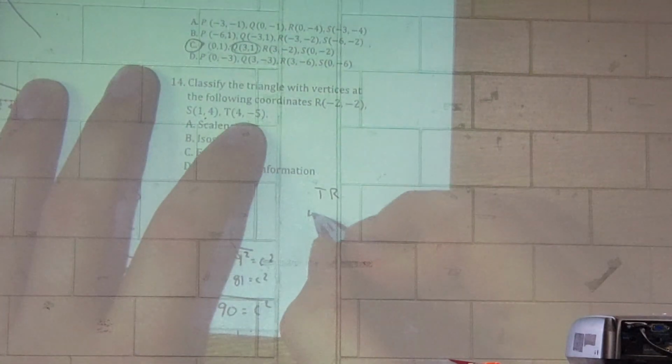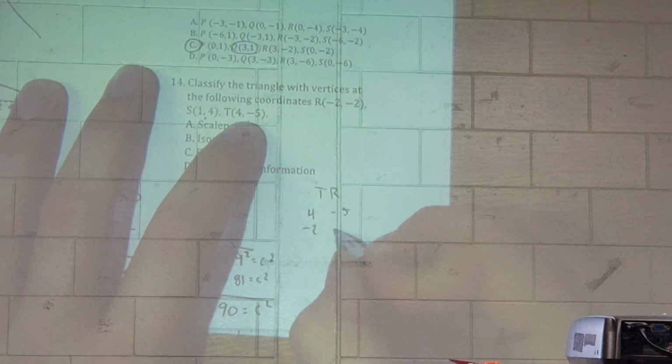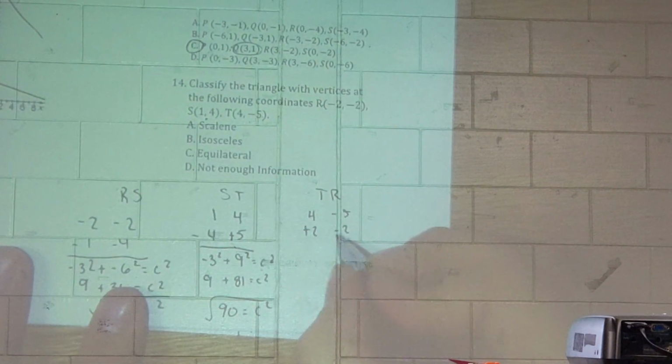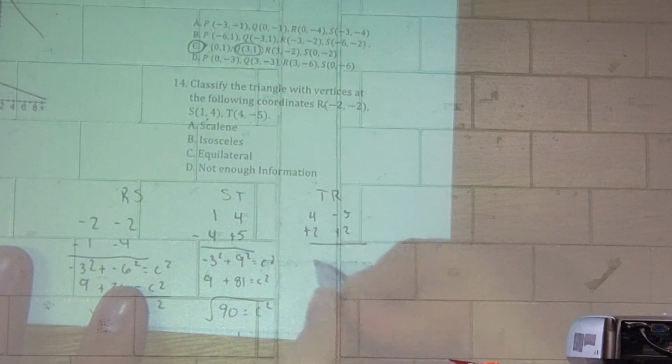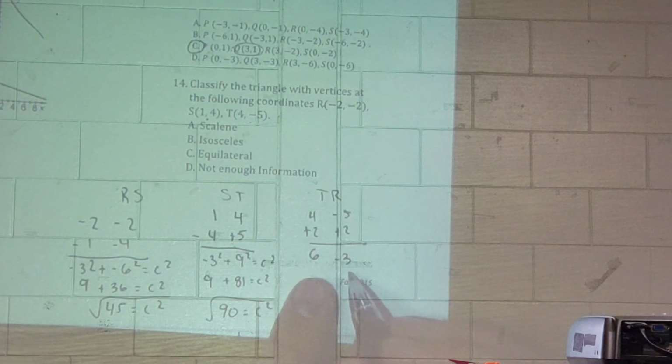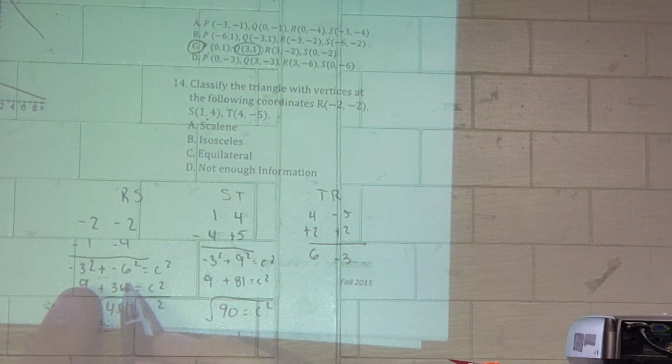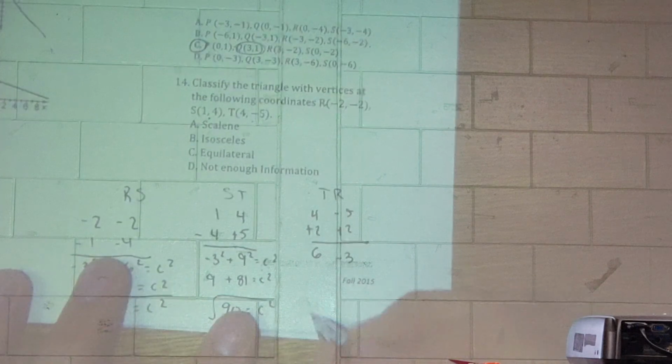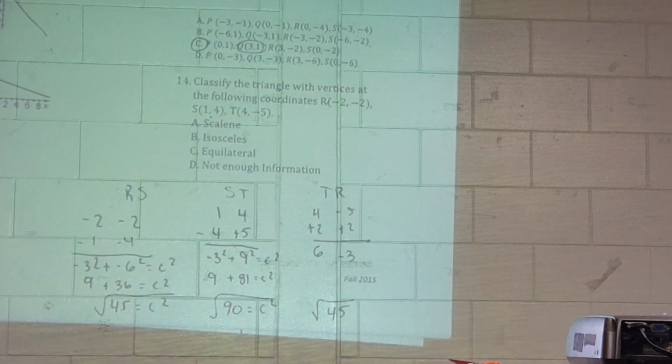T is at 4, -5. R is at -2, -2. We're going to take that -2, switch to +2. Take that -2, switch to +2. And I end up with 6 and -3. Hey, I've seen 6 and 3 before, right? In that very first problem, we did 6 and 3. I already know 6 squared is going to give me 36 and 3 squared is going to give me 9. So I'm going to get the same answer. So let's just shortcut it. Let's just put that 45 there and be done with it and not do the work.